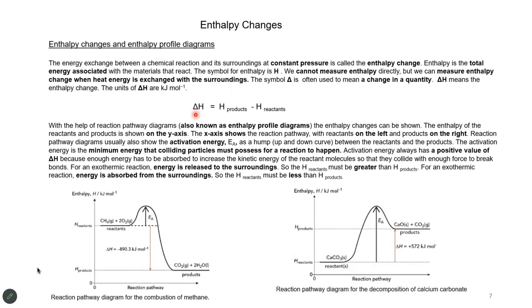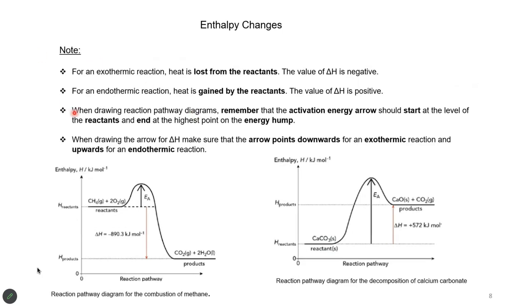Okay, next, I would say it's a summary. For an exothermic reaction, heat is lost from the reactants, and the value of delta H is negative. For an endothermic reaction, heat is gained by the reactants, and the value of delta H is positive.